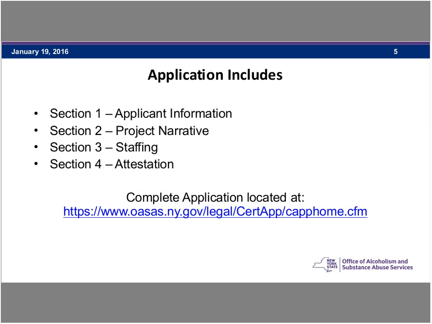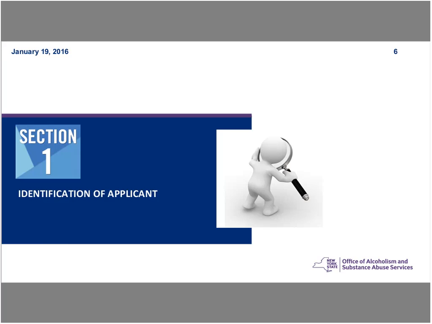So now we're going to begin our first section, where we'll talk about general instructions for residential redesign by section. Our sections include Section 1, which is applicant information, Section 2, project narrative, Section 3, staffing, Section 4, attestation, and again, you see we have the website located where you can find that application, and the following slides will walk you through the actual application and the required as well as preferred components.